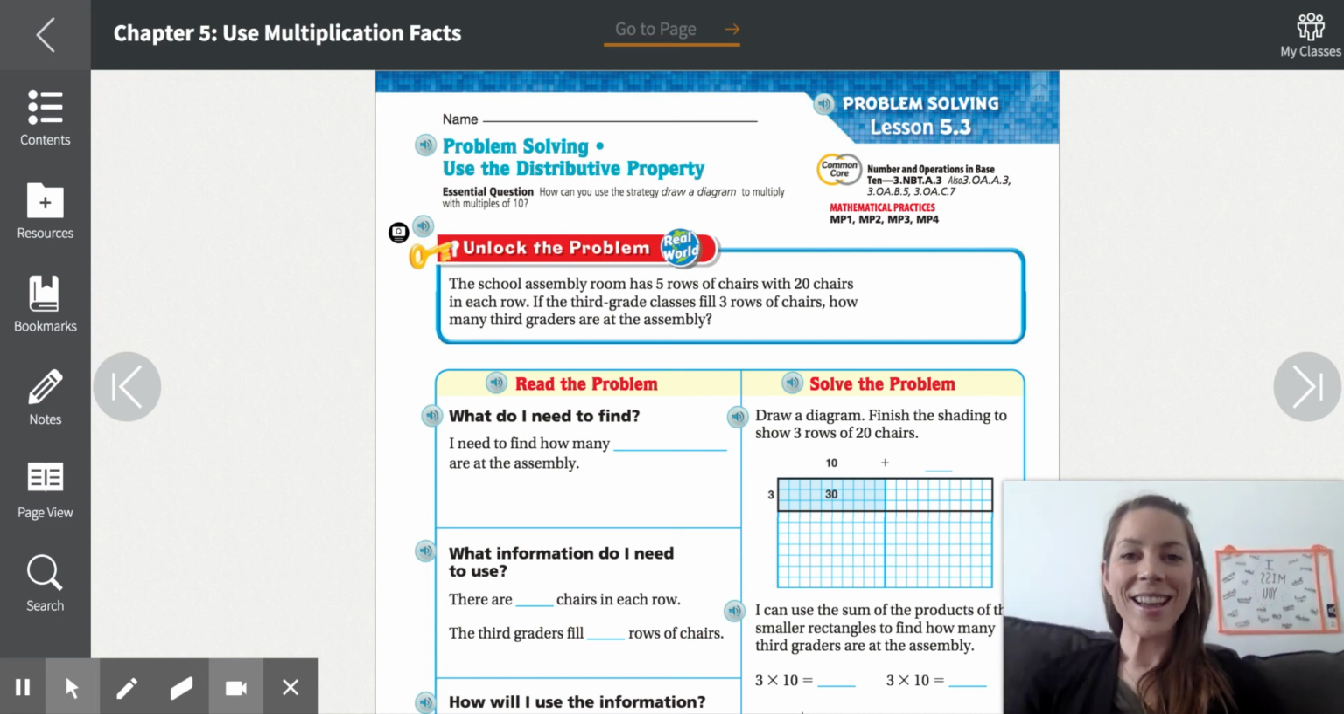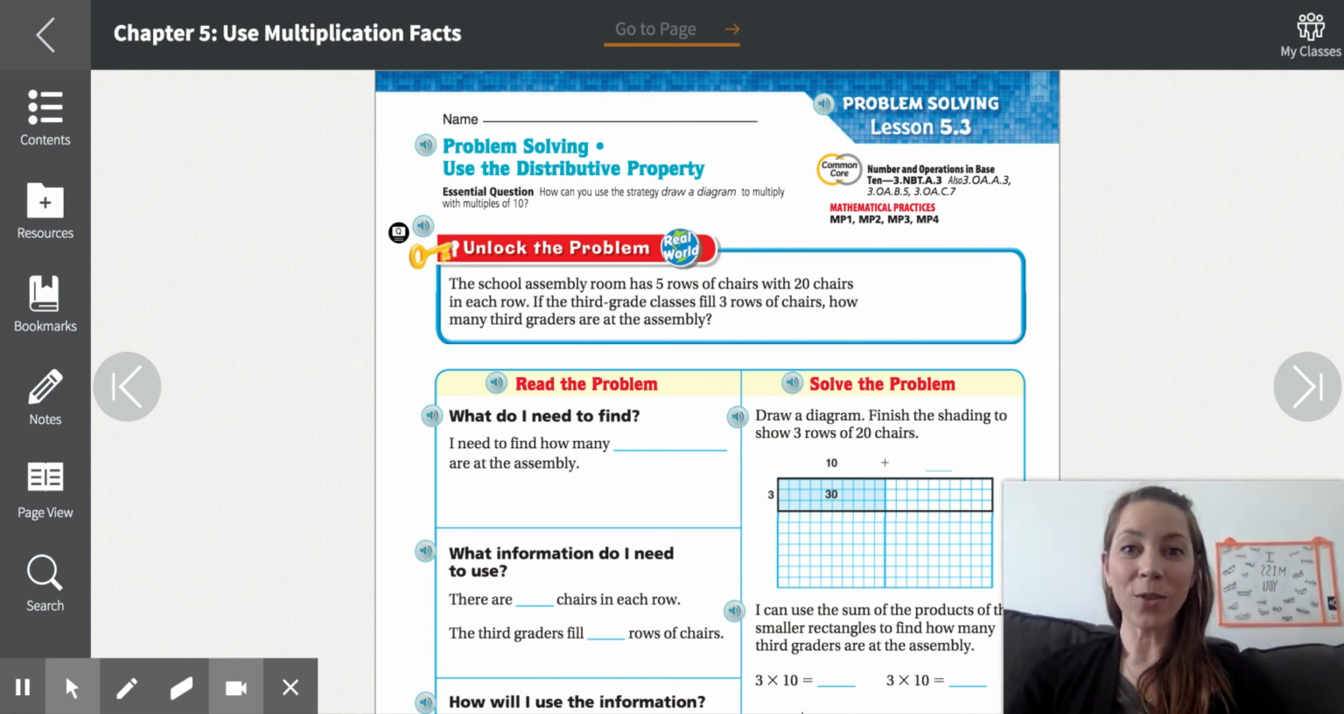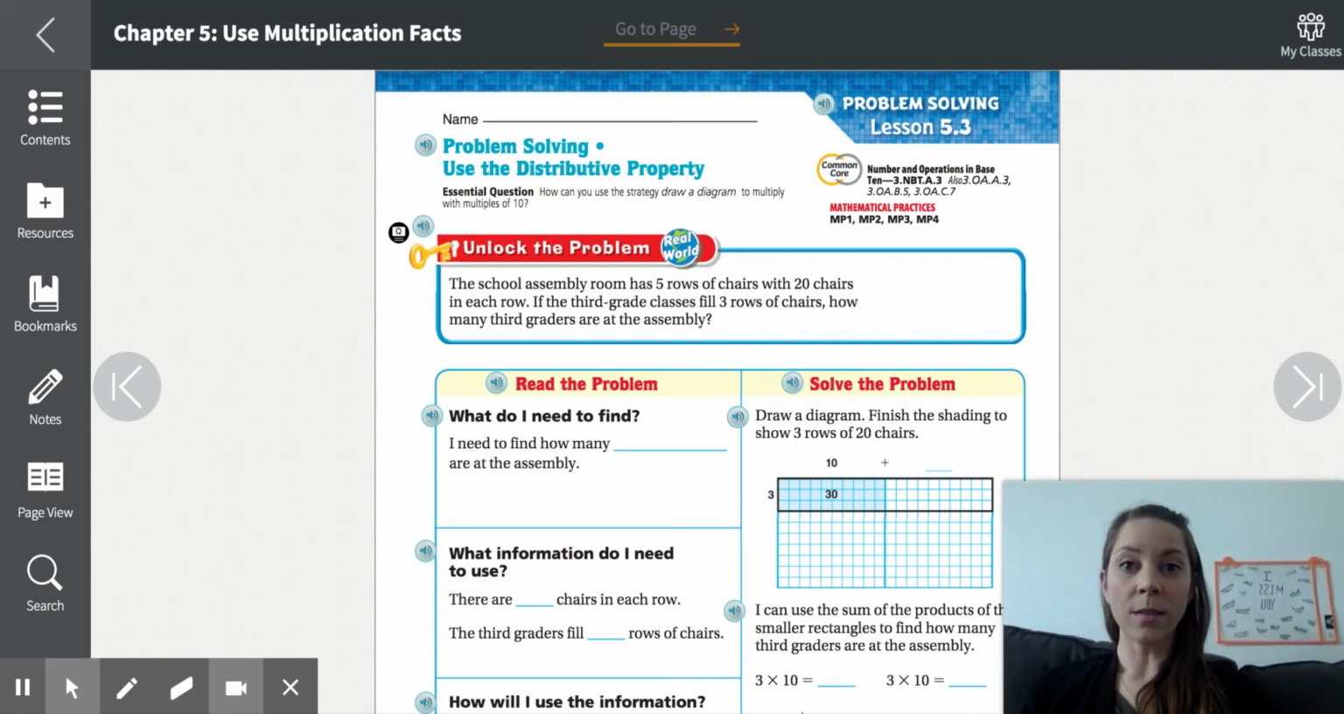Hi guys. Okay, we're going to do lesson 5.3 in our math book. I think you already did your quiz and hopefully you're going to keep going today with this lesson. This lesson is kind of a little bit of a review from a lesson we learned already in chapter 4 about the distributive property. So we're going to review that strategy today.